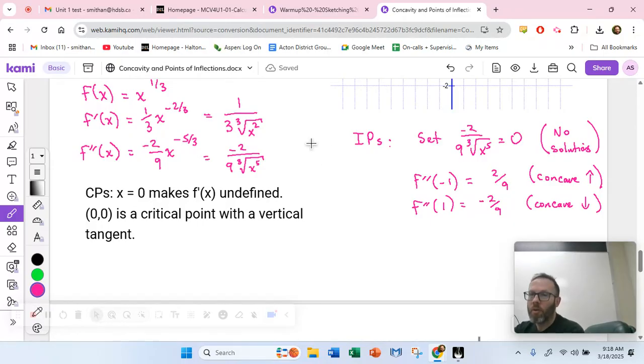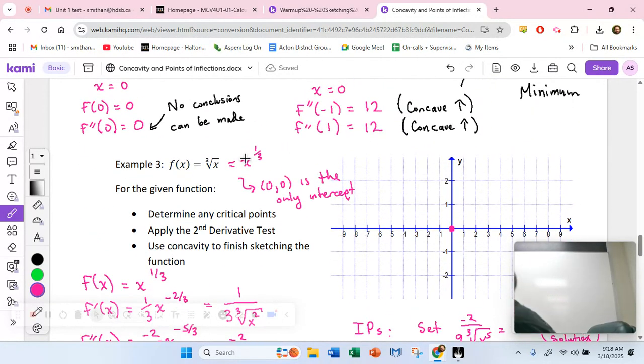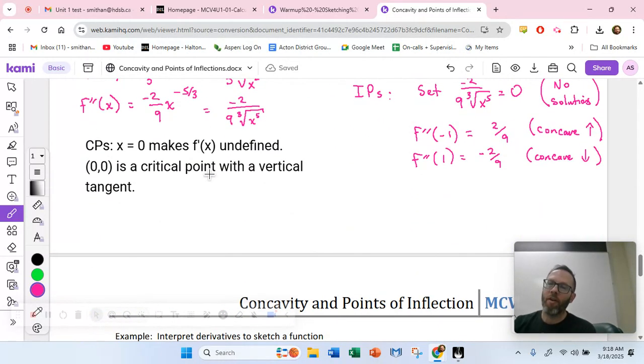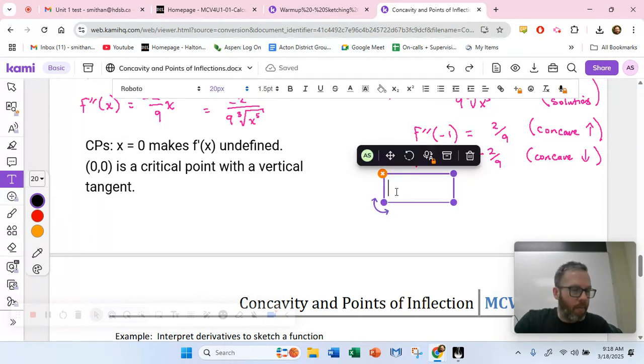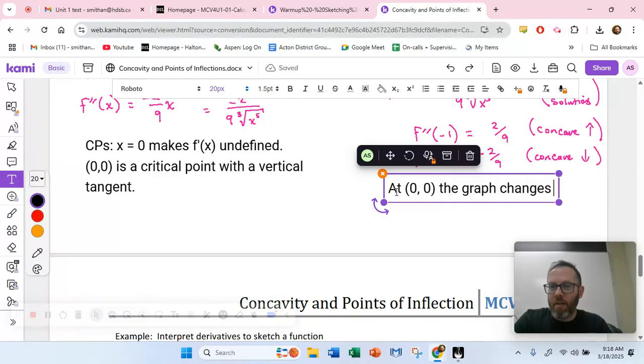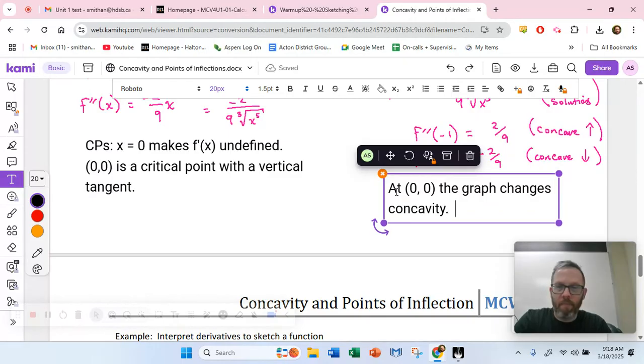So this graph, the third root of x, is continuous everywhere, you can plug any number you want into here. It has a vertical tangent at 0, 0. It's concave up to the left. It's concave down to the right. The 0, 0 is an inflection point. And we'll just finish off sketching it. I might add a little extra note here: at 0, 0, the graph changes concavity. 0, 0 is an inflection point.